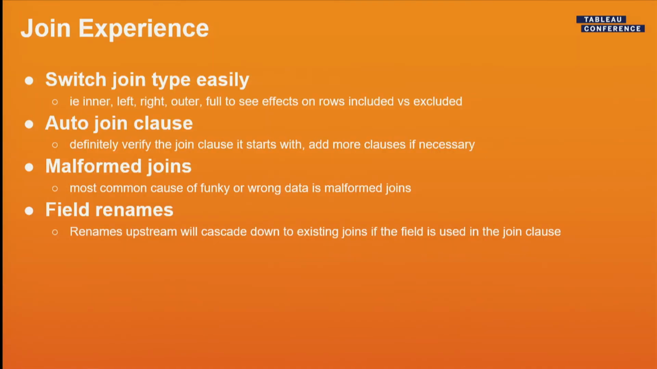So just to reiterate on the join experience, it's very easy to switch the join types: inner, left, outer. Another common use case is where some of your data records are getting excluded and you don't know why. You can do a join, or you can split and do one join for all of the data that you expect to come in, and do another split and do an outer join for all of the data records that are not getting joined in for whatever reason.